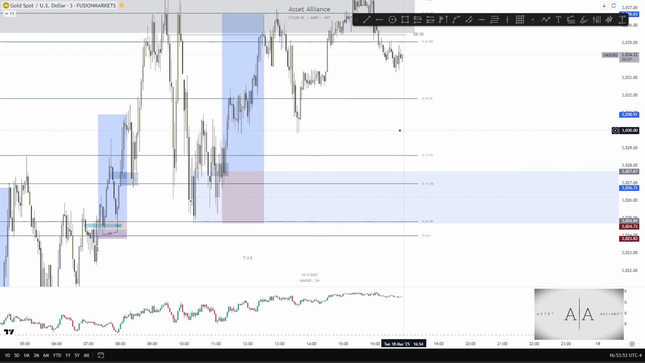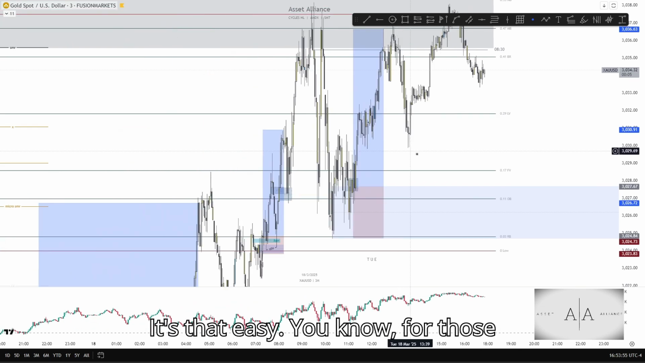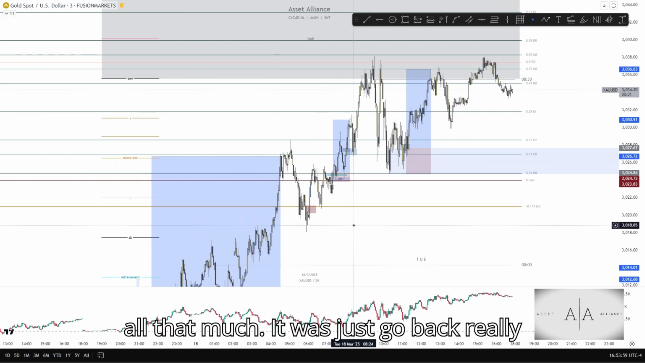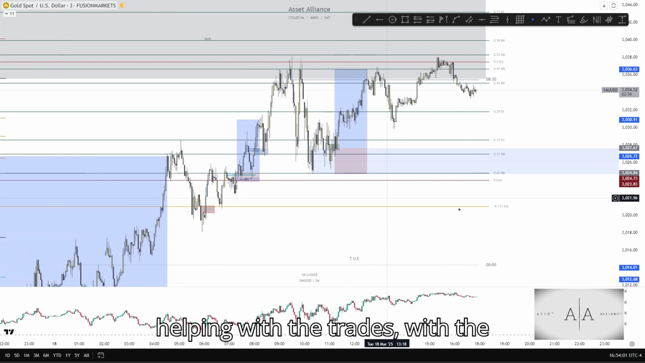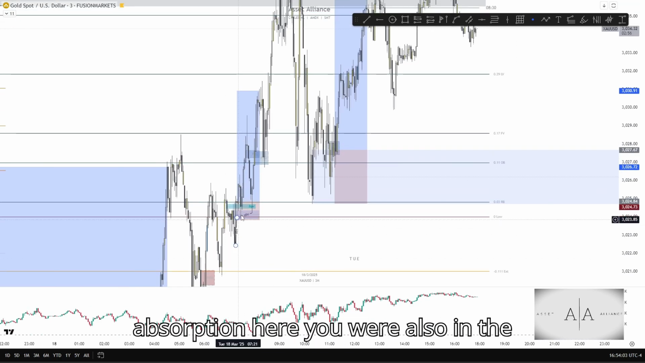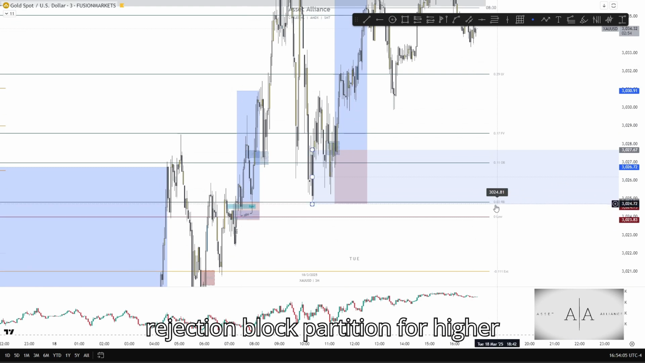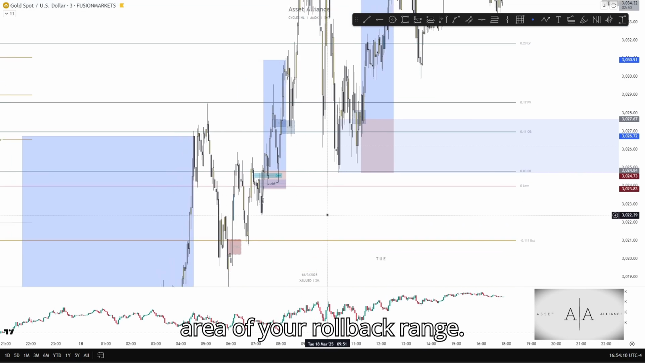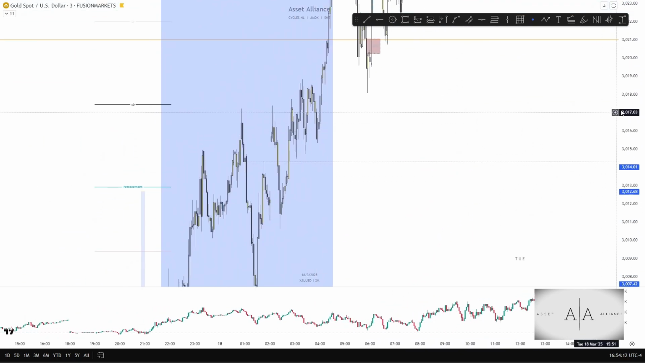Now, it's that easy, you know. For those trades, there was really nothing in depth all that much. It was just go back really helping with the trades. With the absorption here, you were also in the rejection block partition for higher prices, so you were in the discounted area of your go back range.